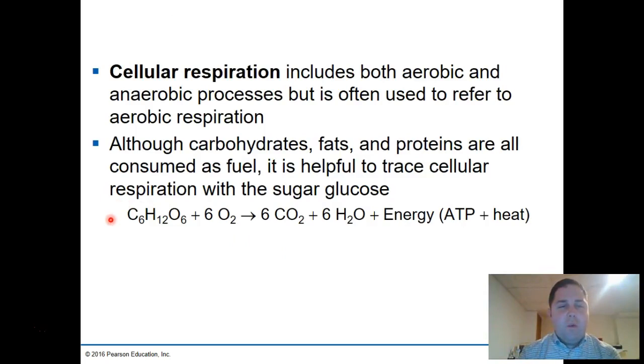The formula for this is one I hope that you've seen many times. C6H12O6 plus 6O2 gives you 6CO2, 6H2O, and then energy, which we typically talk about as just ATP, but realize that any energy that doesn't get into ATP is going to be released as heat.